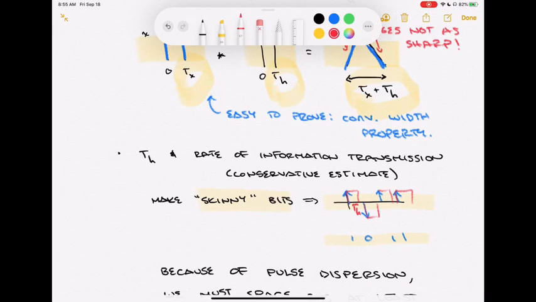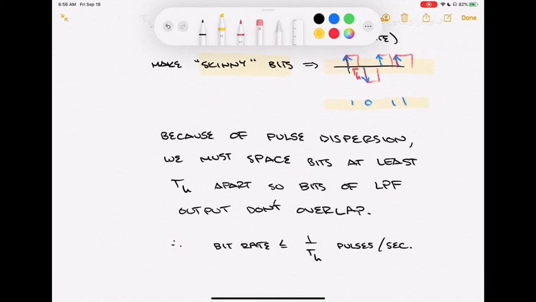We would be in trouble though if those input bits came at a rate faster than TH, right? Because then, because of pulse dispersion, as those bits go through, they're going to start overlapping one another, and that information is going to get mixed up. So because of pulse dispersion, we want to space the bits at least TH apart so that the bits after the low pass filter don't overlap. That means our bit rate needs to be, again, less than 1 over TH. So that's the same as the cutoff frequency of our system. If you have a system that has a natural cutoff frequency of 10 kilohertz, it's probably going to be suitable for about 10 kilobits per second transmission.